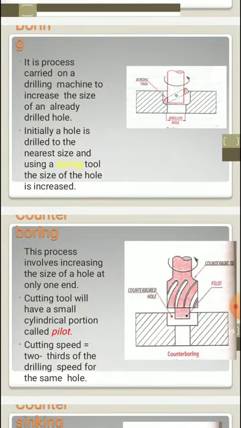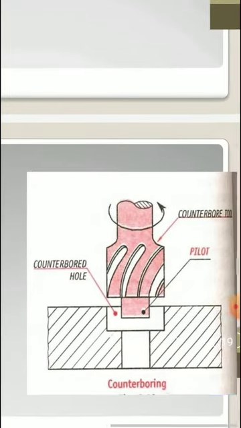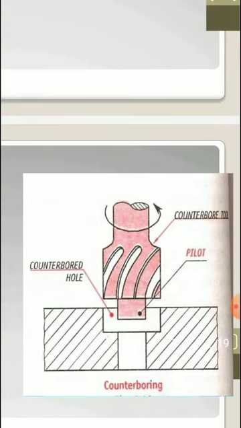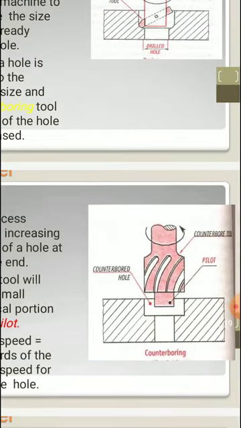Next is counter boring. What is counter boring all about? This process involves increasing the size of a hole at only one end. In the figure we can observe a counter bore tool. Then there is the pilot, providing a seat for the bolts. The counter bore hole is shown in the figure.